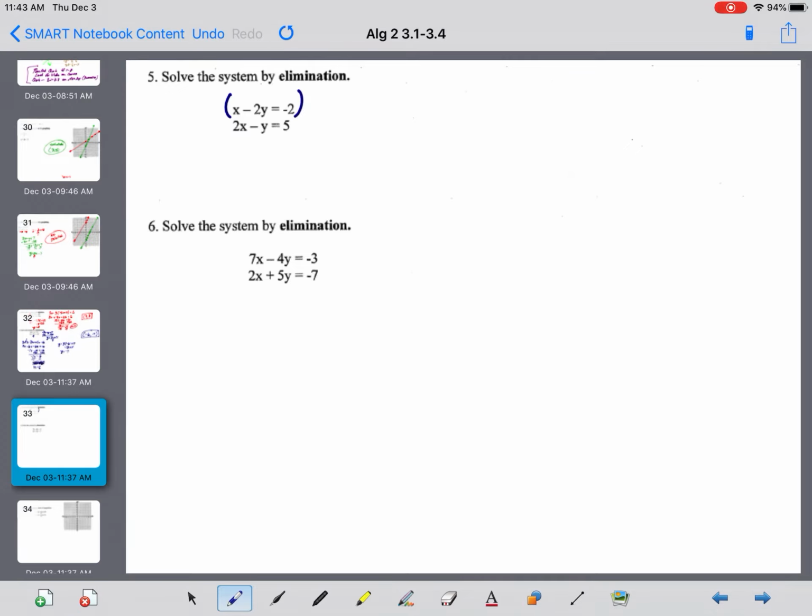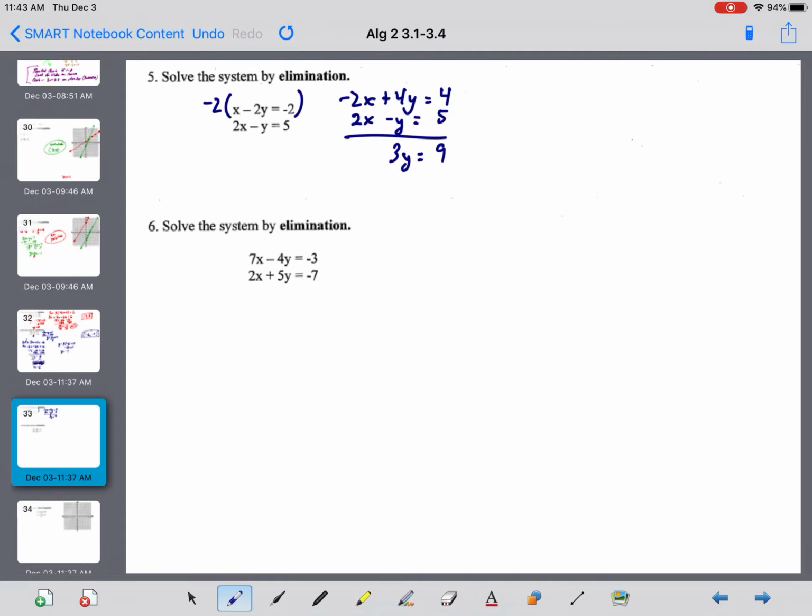So it's your choice which variable you want to get to vanish, where you can get your opposites, but I'm going to choose the x's here. So negative 2x plus 4y equals 4. And I'm going to slide the other equation over, 2x minus y is equal to 5. And now I'm going to add down. See you later, x's, they're gone.